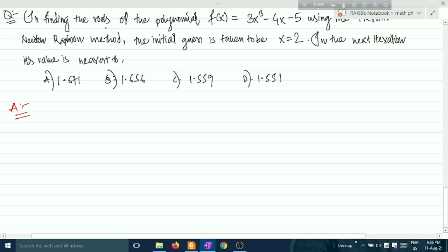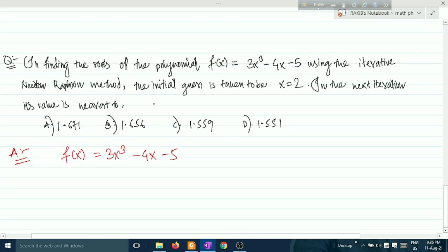In finding the roots of the polynomial f(x) equals 3x cube minus 4x minus 5 using the iterative Newton-Raphson method, okay, iterative means repetitive. The initial guess is taken to be x equals 2. In the next iteration, its value is nearest to this. Okay, this is what we have to do.